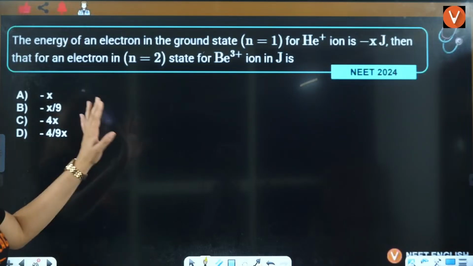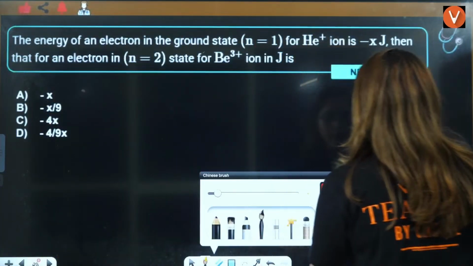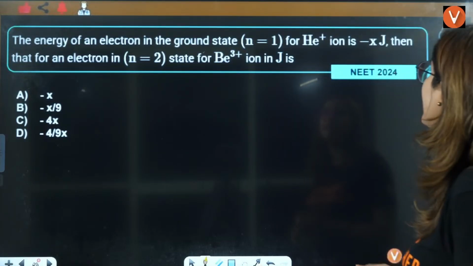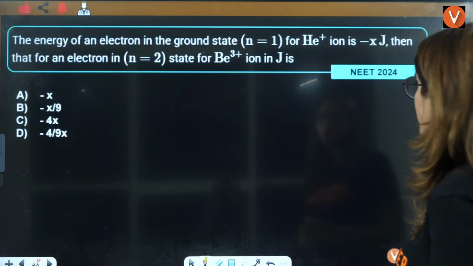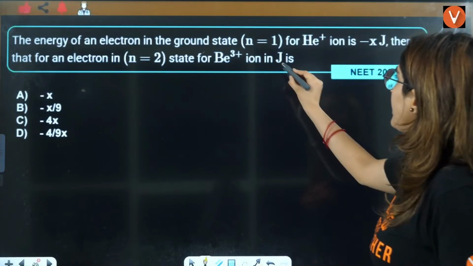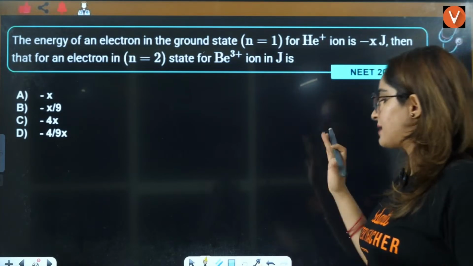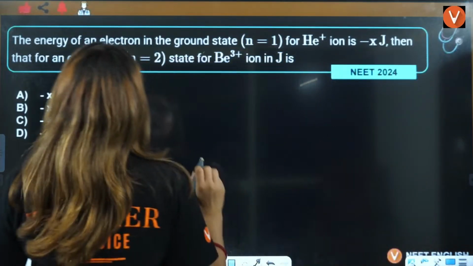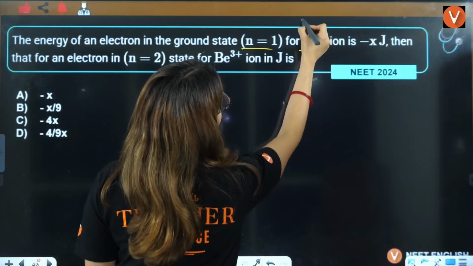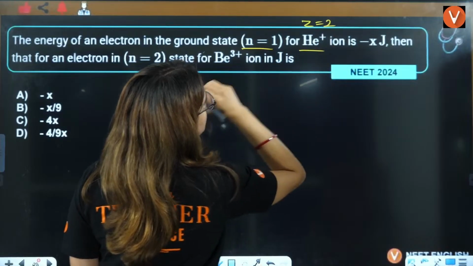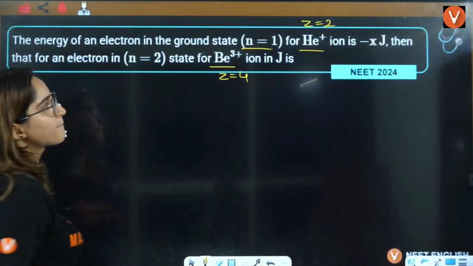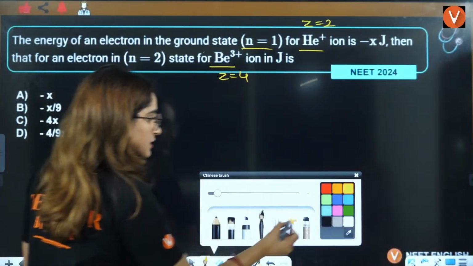So let's see this here, NEET 2024. The energy of the electron in the ground state for helium positive is minus x joule. Then for the electron in the state of Be3+, what will this be, in joule? See, for helium positive Z is equal to 2, and for beryllium Z is equal to 4. I think they are going to be equal, but let's see.